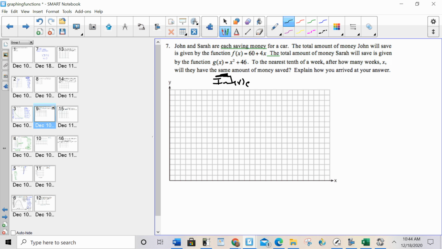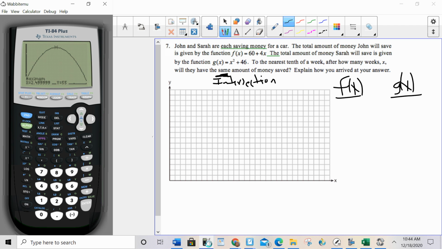So to find the intersection, I need to graph them both. So I have f of x, I have g of x. Let's go to my calculator. Y equals 60 plus 4x, x squared plus 46. I'm going to go zoom 6.